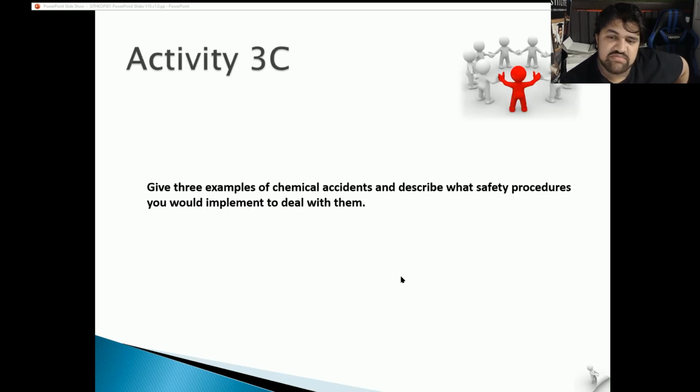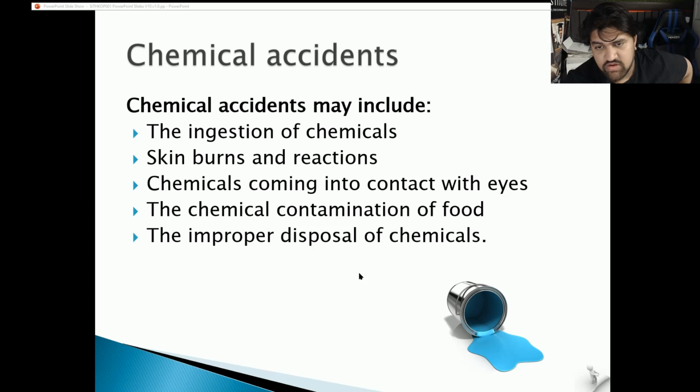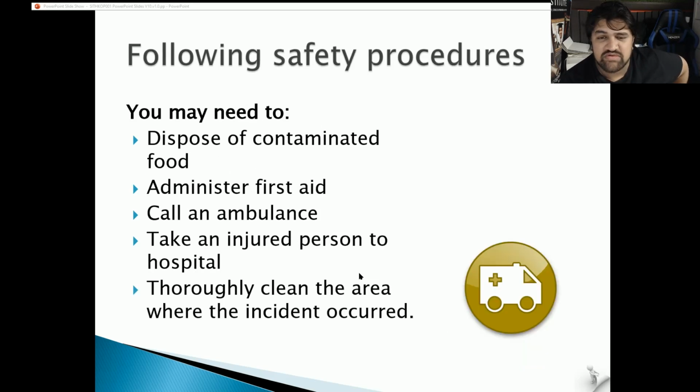So give 3 examples of chemical accidents and describe what safety procedures you would implement to deal with them. So 3 examples could be you're ingesting or consuming of any chemicals, skin burns or abnormal reactions to those chemicals, chemicals coming into contact with eyes, or chemical contamination of food, or improper disposal of the chemicals.